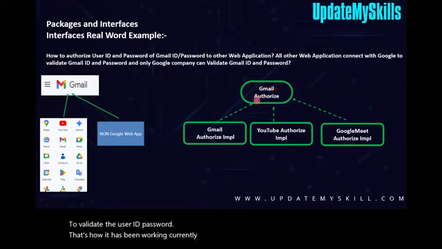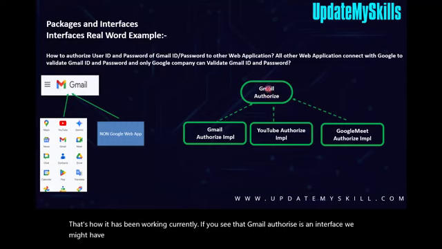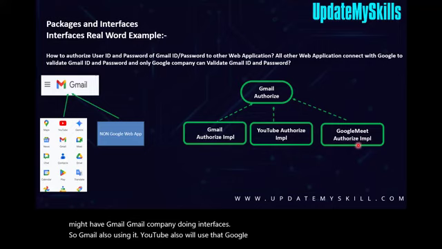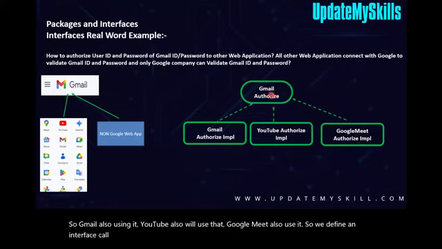If you see, Gmail authorize is an interface, which the Gmail company might provide. Gmail also uses it, YouTube also will use that, Google Meet also uses it. So we define an interface called Gmail authorize, and YouTube will try to use that implementation, and Google Meet also will try to use a similar kind of implementation.